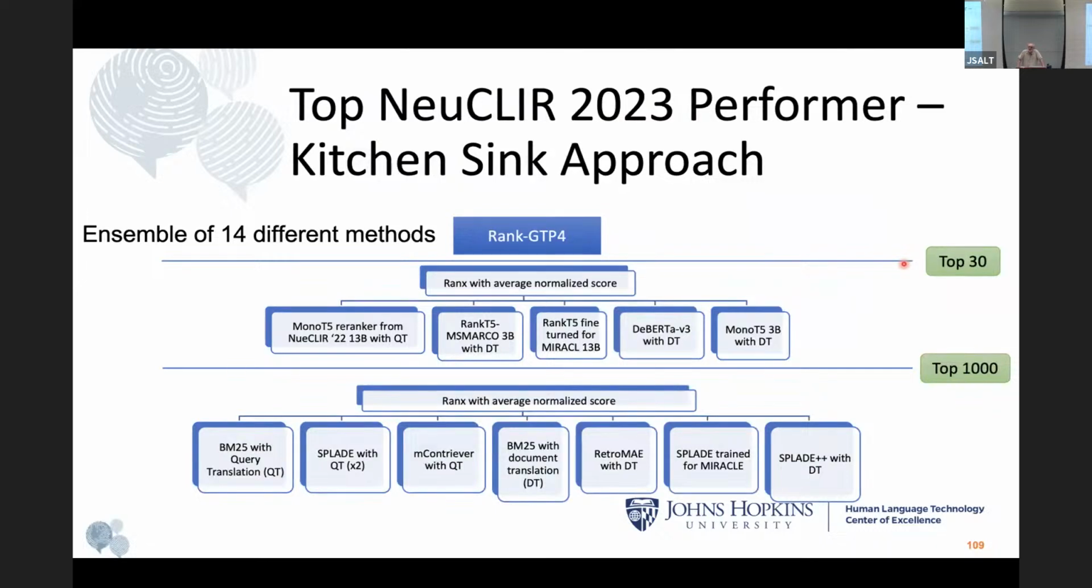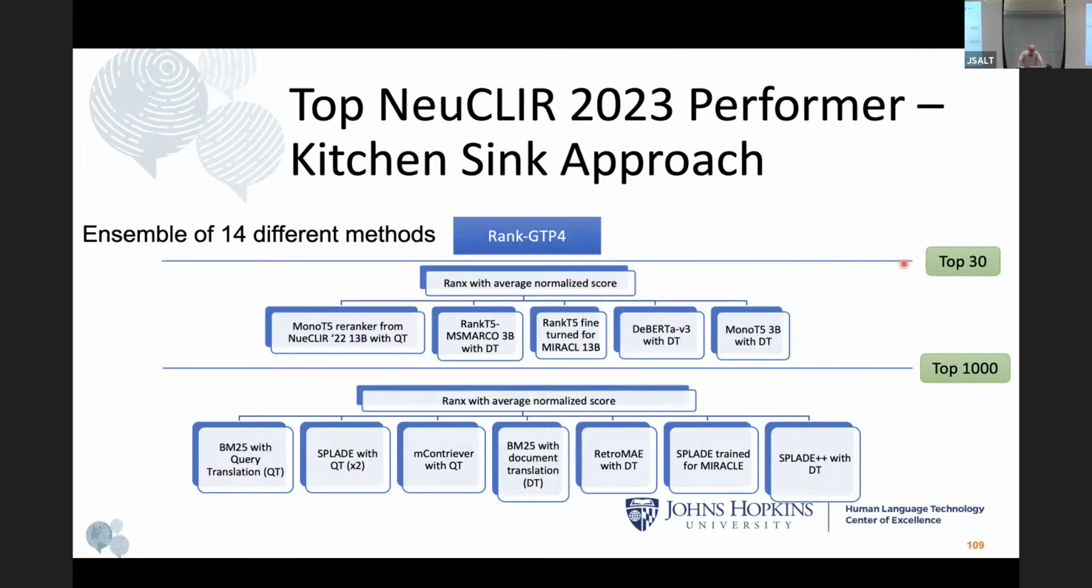We have an evaluation called NeuCLIR, which is a cross-language retrieval task. And it's run a couple of years. For this past year in 2023, this is the architecture of the top performing system. So it uses an ensemble of 14 different methods. Okay, so it runs 14 different retrieval systems and combines the results. It uses 7 different retrieval systems, including statistical and neural systems.